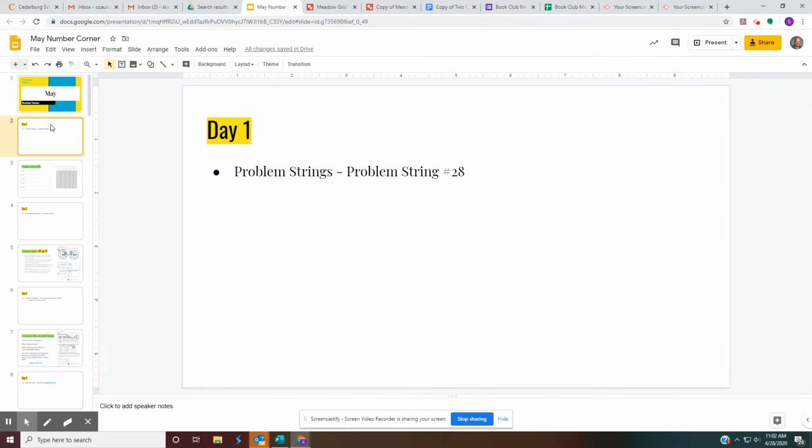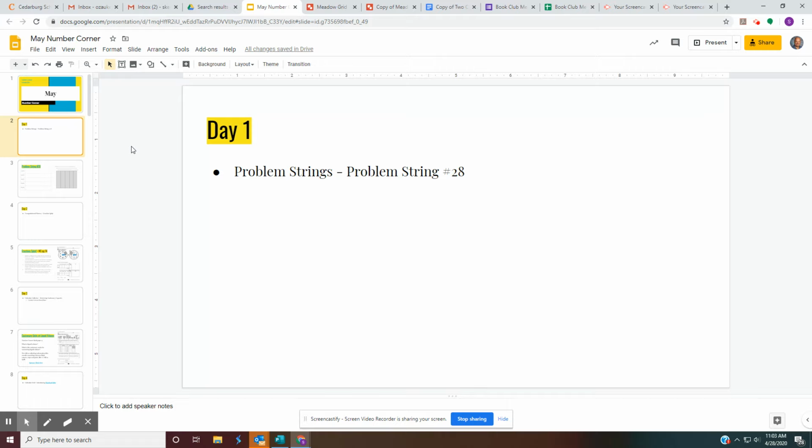All right, so let's take a look at what is on for day one. Problem strings. So this problem string is our 28th problem string for Number Corner, our like 1 millionth and 4th problem string in Bridges this year. It just does seem like we get slammed with a lot of problem strings, but I do think it's a great skill for us to look back and use previous work to help us solve problems.